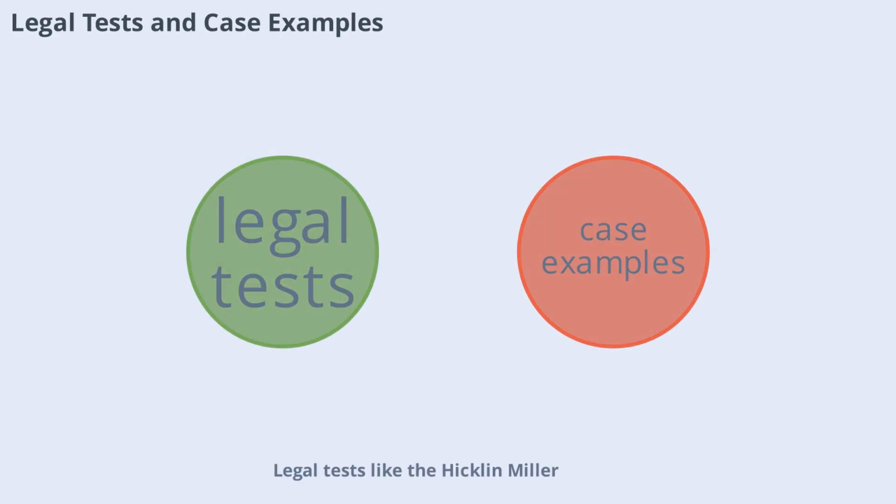Legal tests like the Hicklin, Miller, and contemporary tests help courts determine obscenity and other offences. Case examples illustrate how laws are applied in real situations, providing clarity and guidance. These tools ensure that justice is served fairly and consistently, adapting to changing societal values and challenges.